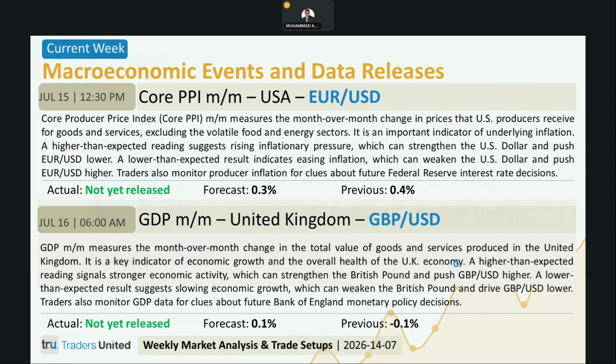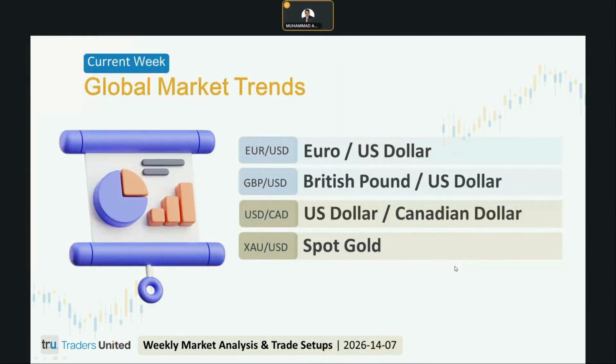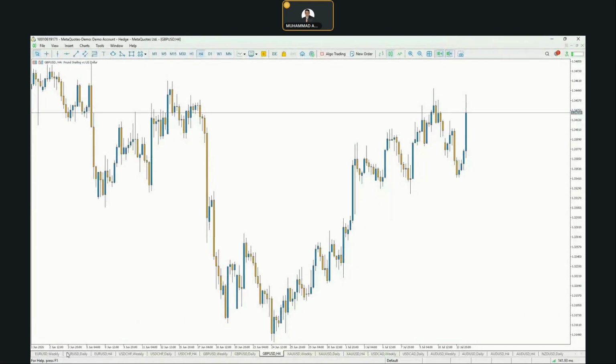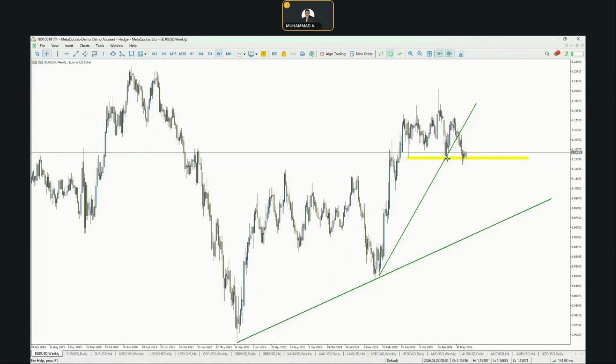Now, let me take a look at current week's Forex market trends. I'm going to discuss the Euro dollar and GBP USD currency pair. Let's start with the Euro dollar first. So this is the weekly time frame of euro dollar currency pair. We got this breakdown and market is actually kind of testing this previous old swing low, also known as the support area.